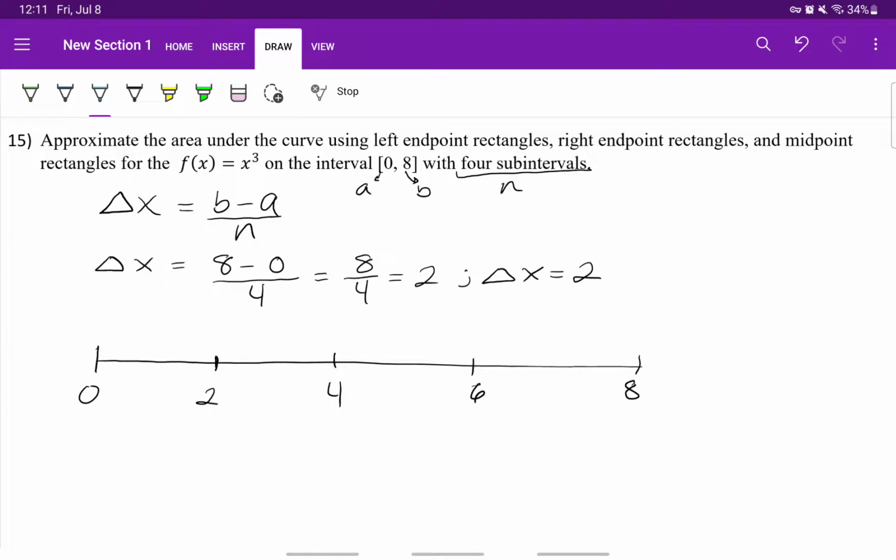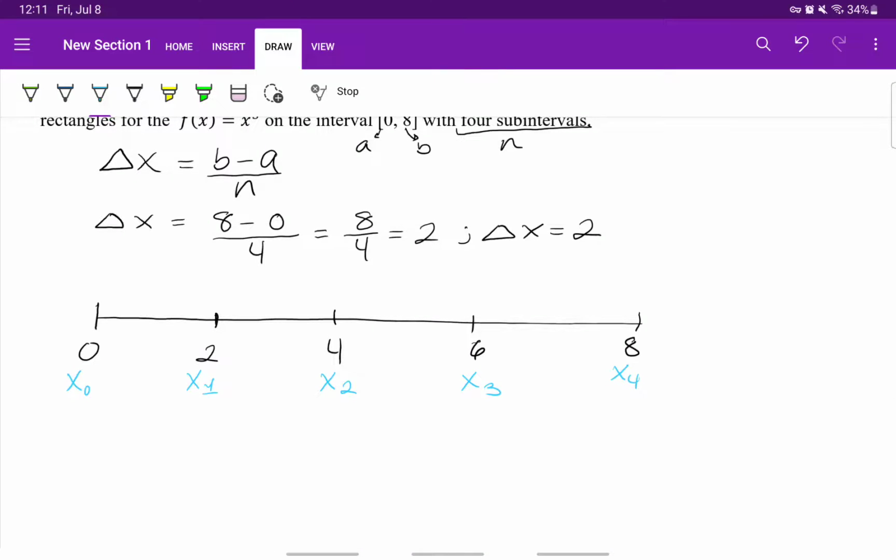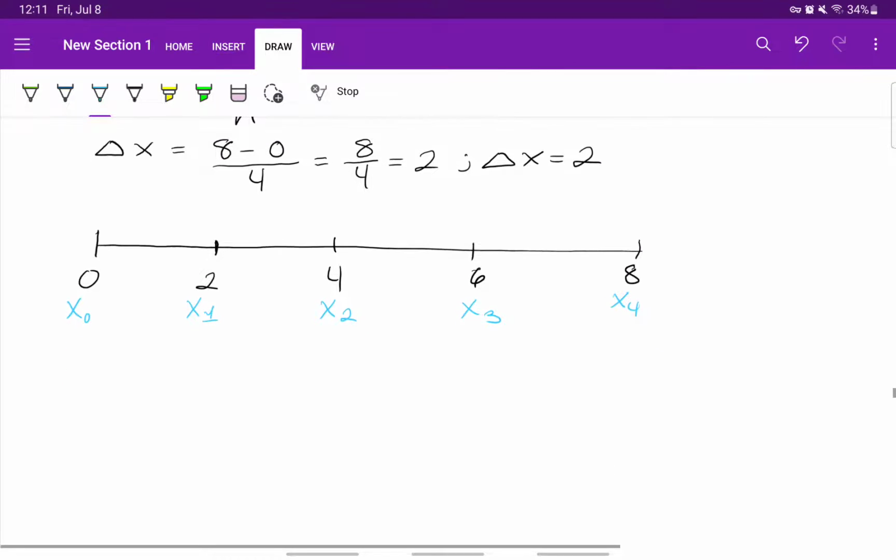Now we're going to label. The starting value is the initial value, so we call this x sub 0. Actually, let's put it under here. x sub 0, x sub 1, x sub 2, x sub 3, x sub 4. Now that's going to be useful for helping us out in the future.